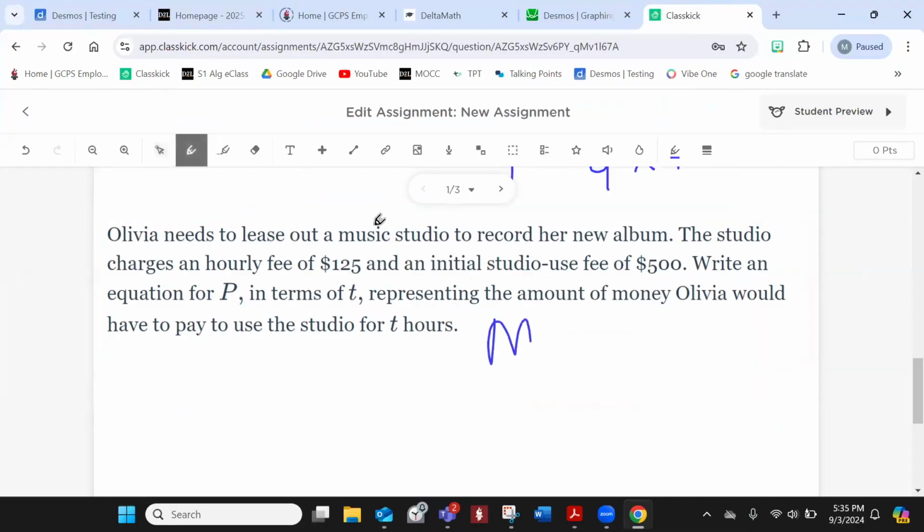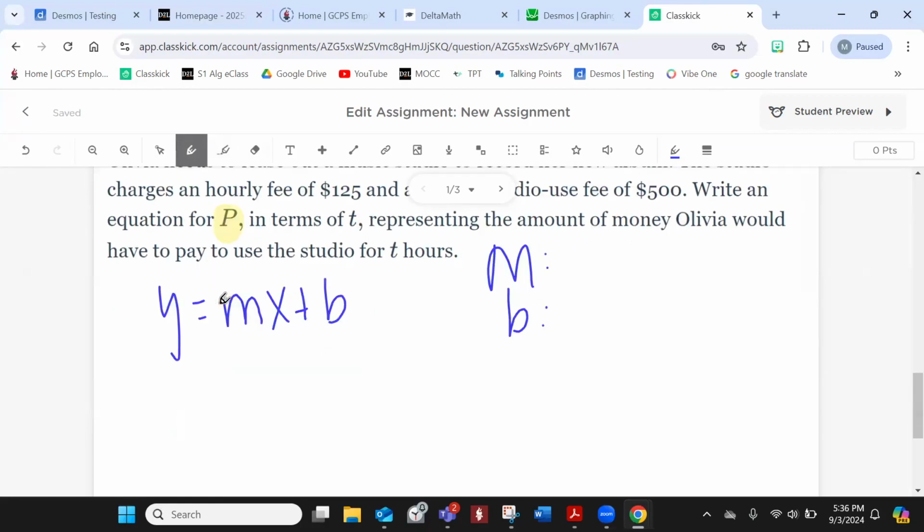We still need a slope. We still need a y-intercept. But the problem is, now we've got to be careful. When you do this on Delta Math, it's very, very sensitive. If you notice, they don't call it y. We say y equals mx plus b, but in this case, they call it p. So when we go to write our answer, they want capital P.